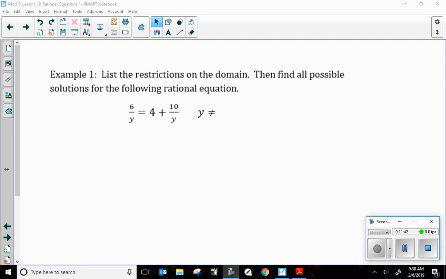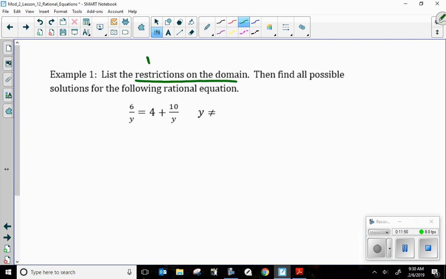Example 1. List the restrictions on the domain, which means what can my variable not be? Okay? Restrictions on the domain. So my variable cannot equal what? That's what that means. Find out what your variable cannot be. Then find all possible solutions.